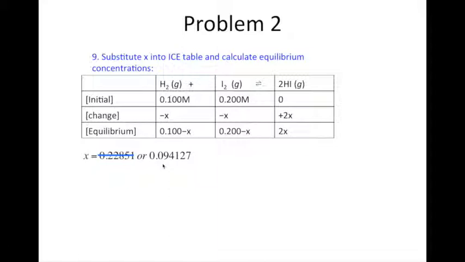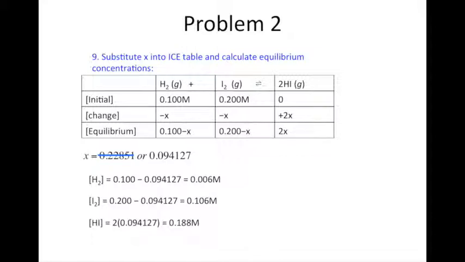The second number must be the correct x value. So let's plug that in for our x, and we get the concentration of hydrogen is 0.1 minus our x. Our iodine, same thing, 0.2 minus x, and our hydrogen iodide would be 2 times x. So now we have all of our equilibrium concentrations.